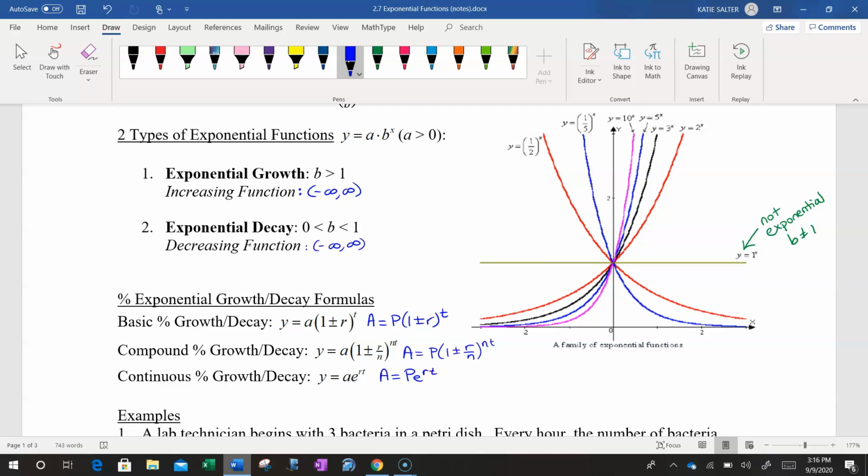These formulas are the same. The only difference when you write them with A and P is P is kind of like the principal, especially in money problems. A is your final amount. But the formulas are the same.